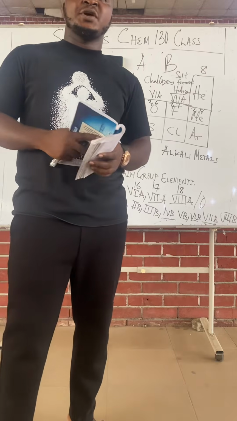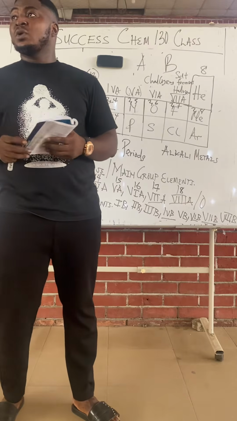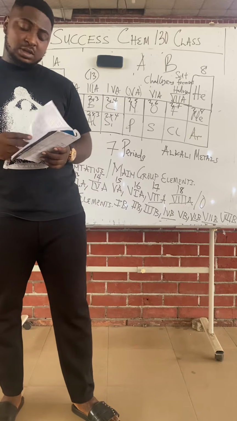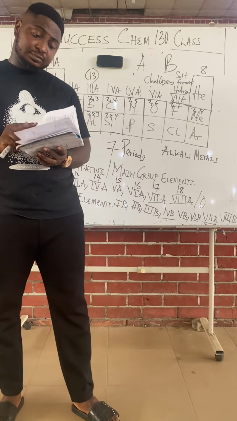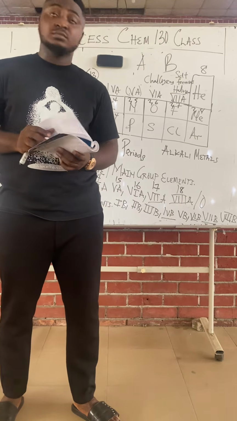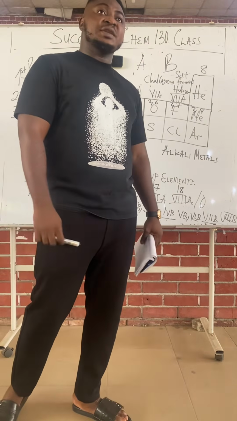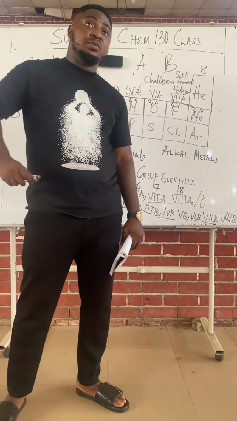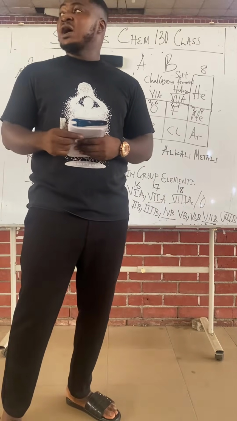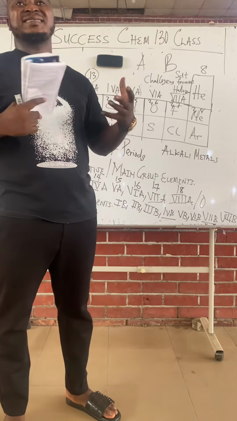Periodicity of elements in the periodic table. We want to look at ionic radius, atomic radius, all those things, electronegativity, electropositivity, and how we can determine them. So you can also say this. It's also called the properties of elements. How do elements behave? Those are their characteristics.